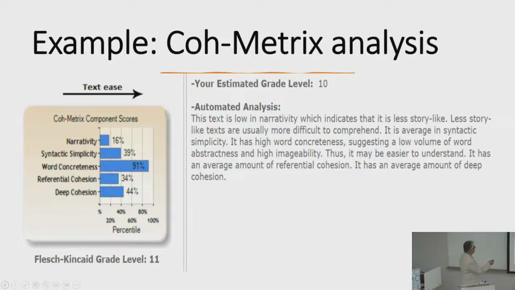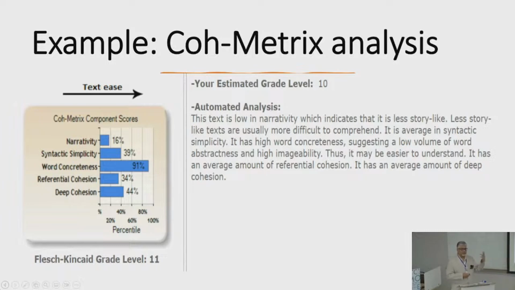This Coh-Metrix component score talks about narrativity. There's only 16%, and that simply says that your texts were not narration-like. Yes, they were not stories. Narration is typically when you tell a story. It was low on narration. Low narration makes the task difficult.